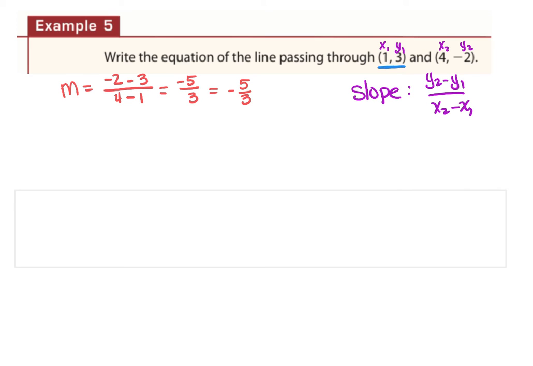But neither one of these actually gets rid of your fraction altogether. So I can just use this first one. And I can say, well, my y value is 3 equals m, which I just solved for, negative 5/3, times x. My x for that one is 1, plus b.